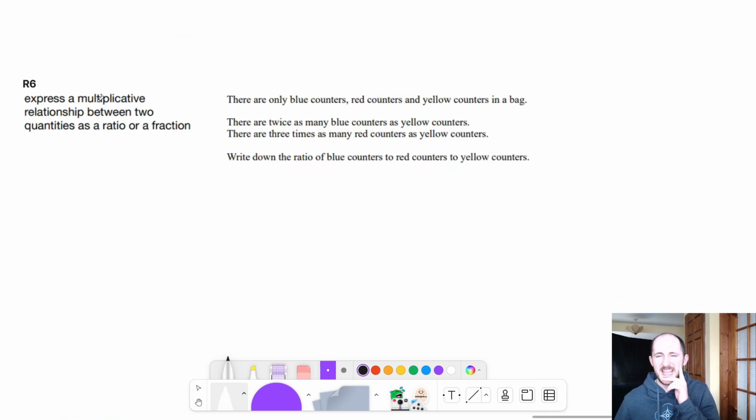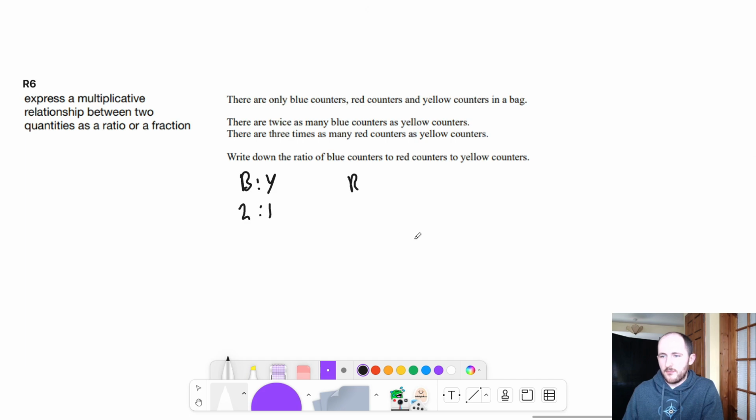All right. Express a multiplicative relationship between 2 quantities as a ratio or a fraction. So if you look here, by multiplicative relationship, I mean if I say something like, I have twice as much chocolate bars as you. That's a multiplicative relationship because I'm saying twice as much. Or I have 3 times as much money, or whatever. So it says there are twice as many blue counters as yellow counters. So to write this as a ratio, the twice bit means 2, so I put 2 here, and 1 on the other side, because can you see the left side is 2 times bigger than the right side.